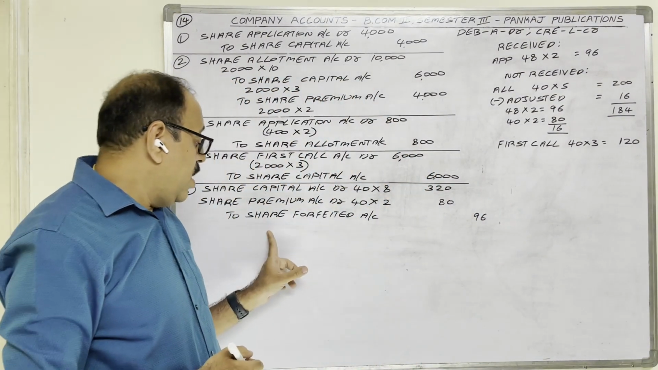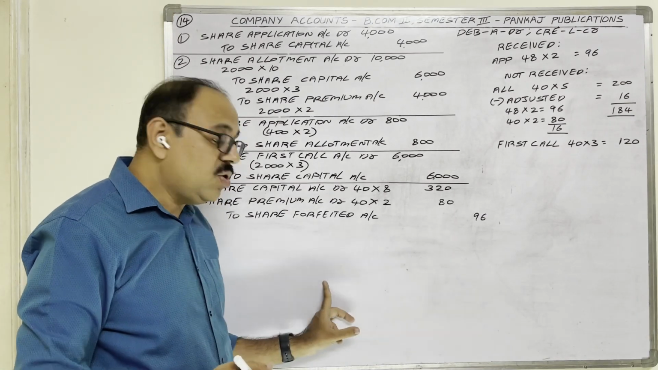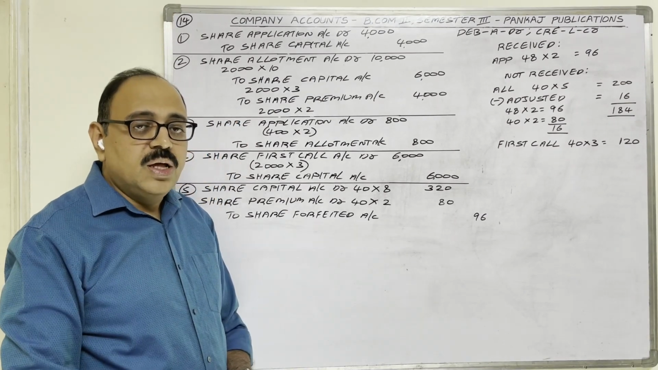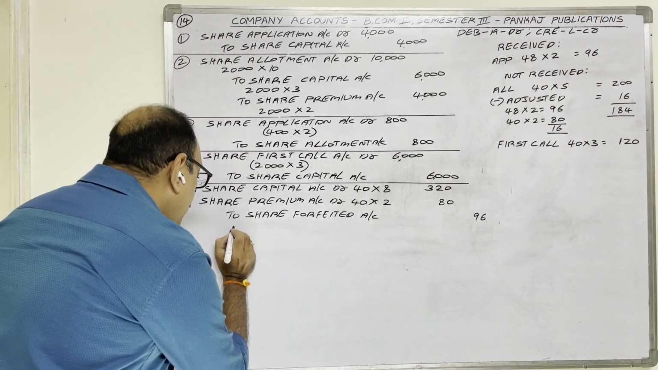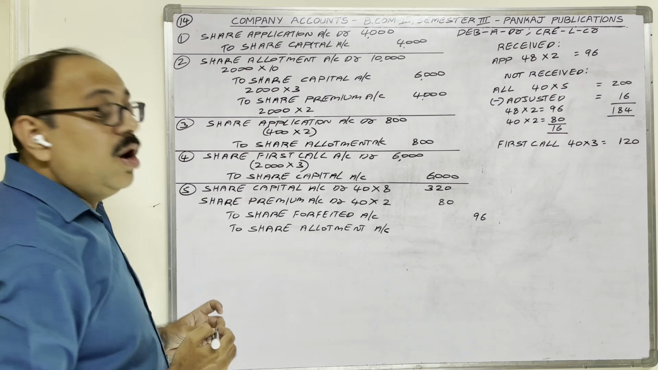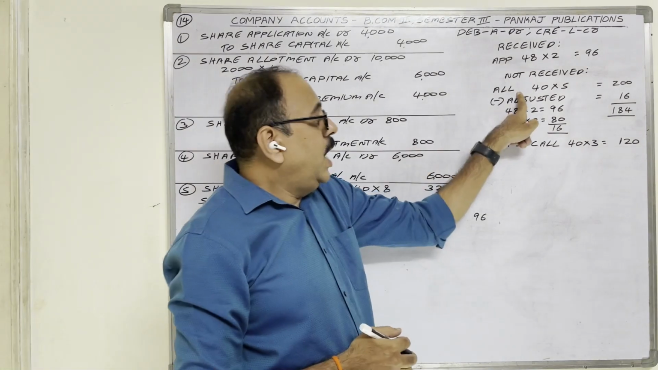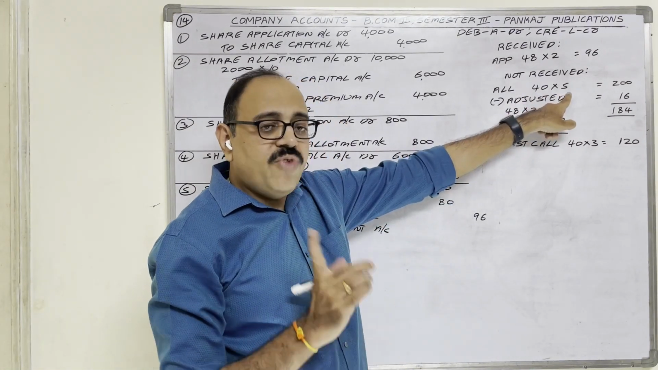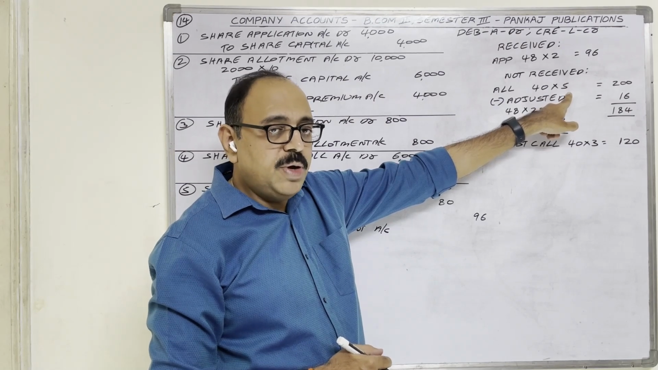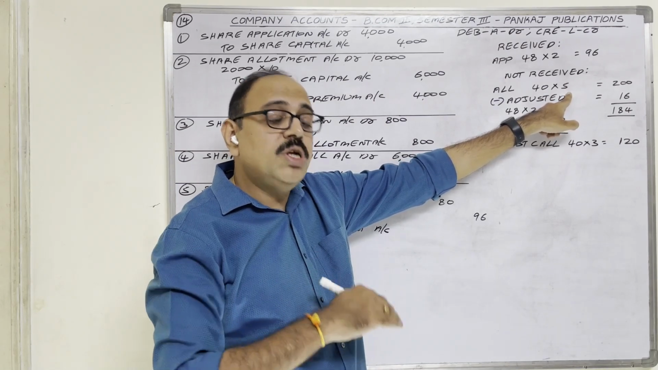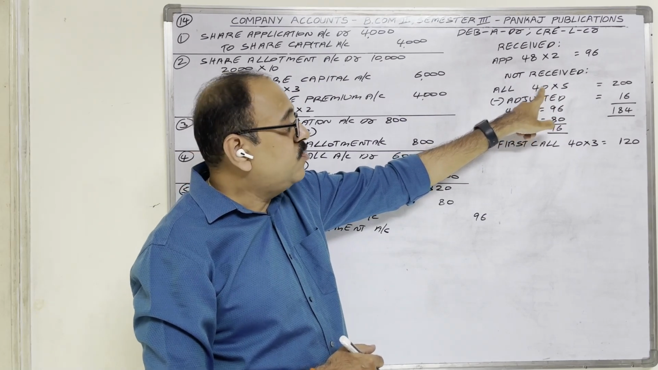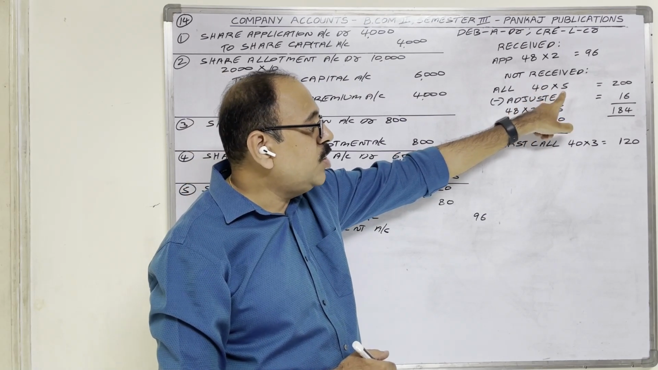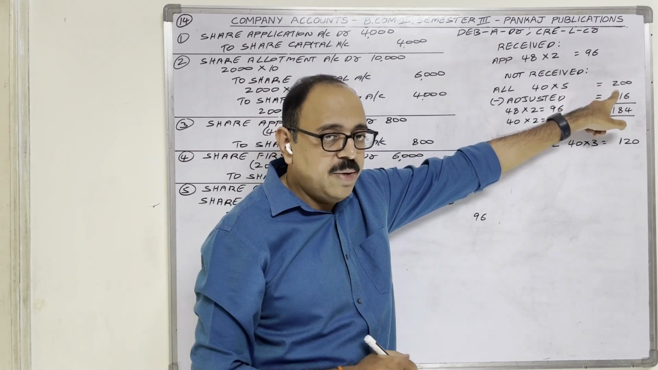And on allotment and first call, amount did not come. Those two accounts we have to credit now. To share allotment account. How much? See, allotment money on one share is 5 rupees, including 2 rupees premium. So Ramesh should pay how much allotment money? Company allotted 40 shares to him. On 40 shares at the rate of 5 rupees each, 200 he should pay.